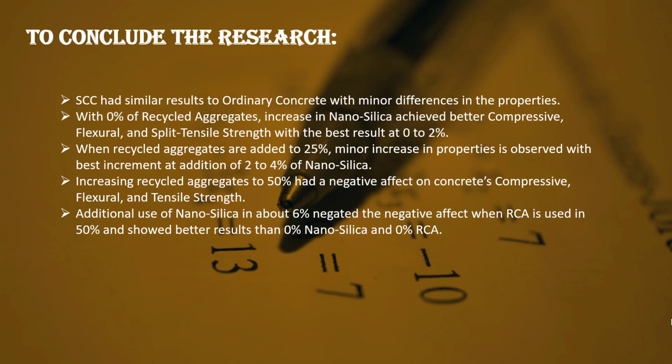To sum up the research, SCC had similar results to ordinary concrete, with minor differences in the properties when compared to other research papers. With 0% of recycled aggregates, increase in Nano-Silica achieved better compressive, flexural, and split tensile strength, with the best result at 0 to 2%. When recycled aggregates are added to 25%, minor increase in properties is observed with best increment at addition of 2 to 4% of Nano-Silica. Increasing recycled aggregates to 50% had a negative effect on concrete's compressive, flexural, and tensile strength.